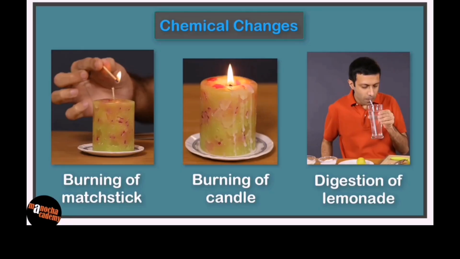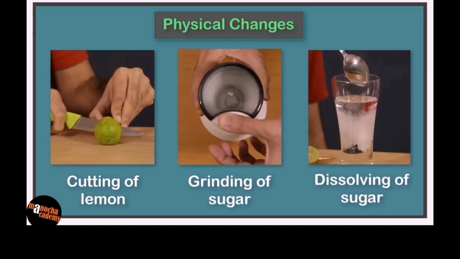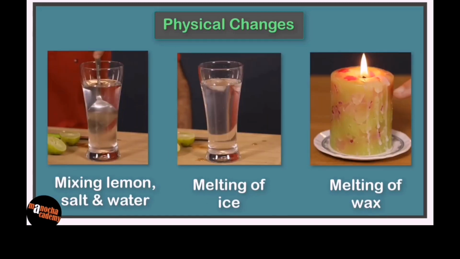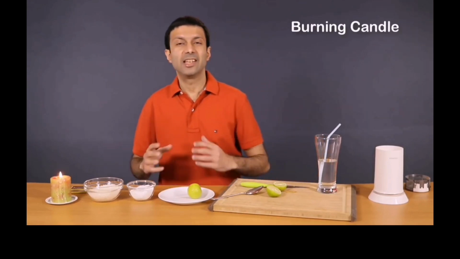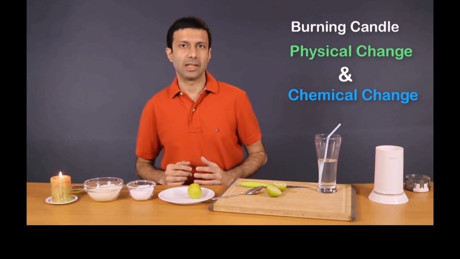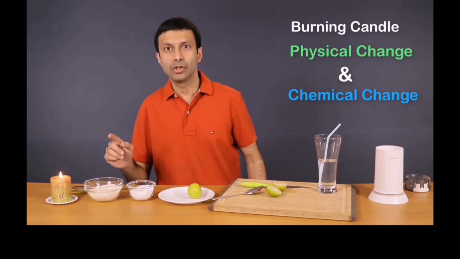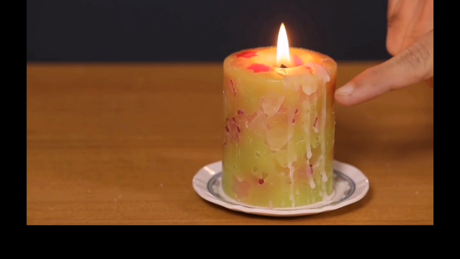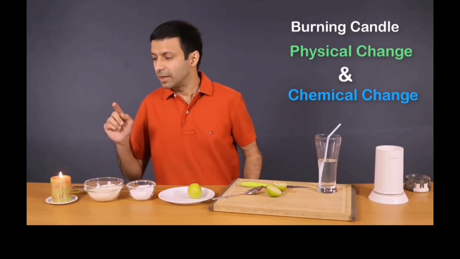Are you ready with your answers? In all the changes you saw, these are the chemical changes. In these changes, some new substances are formed. And here are the physical changes. In these changes, no new substances are formed. A burning candle is an interesting example where both physical and chemical changes are taking place. The physical change is the melting of the wax, and the chemical change is the burning of the candle.